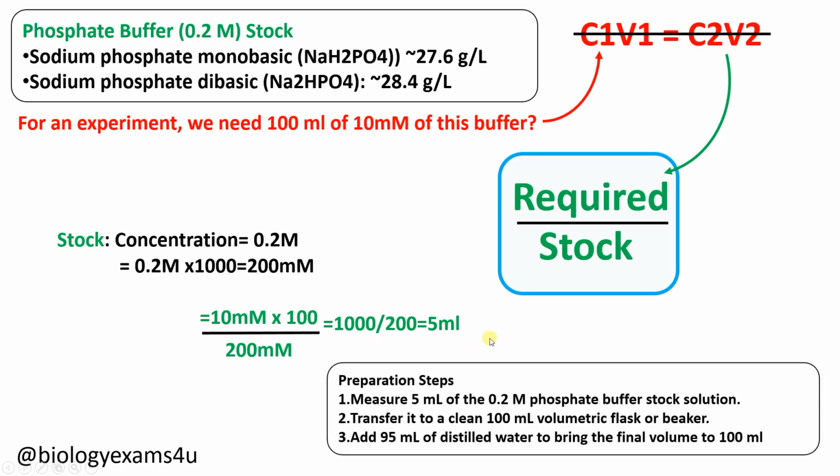Now what we do is measure 5 ml from this 0.2 molar phosphate buffer stock solution. Then add 95 ml of distilled water to make up the final volume to 100 ml. This is how we dilute a stock solution without the equation C1V1 is equal to C2V2.